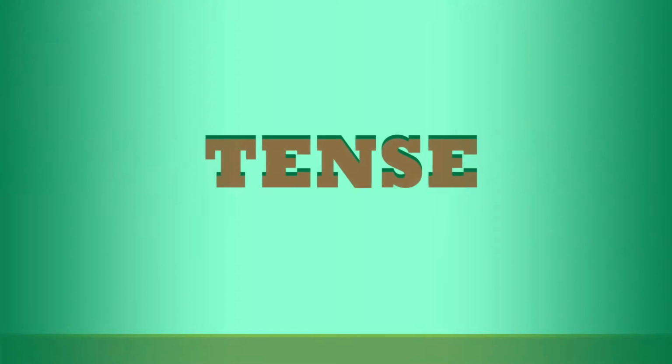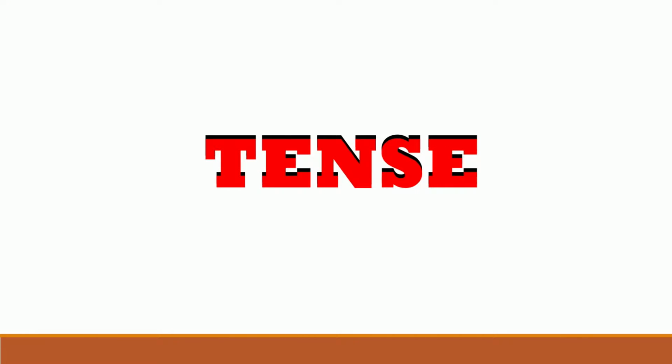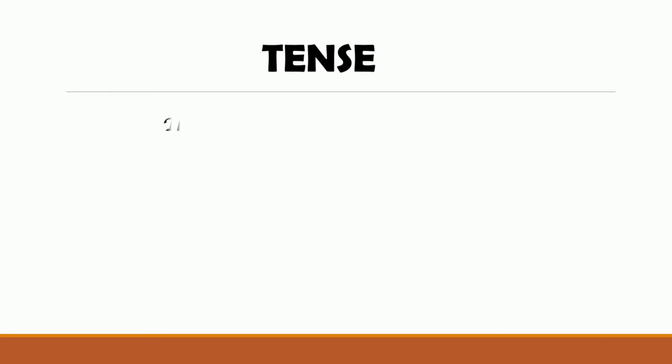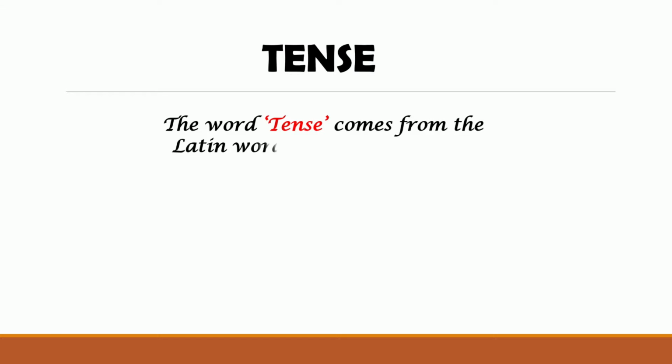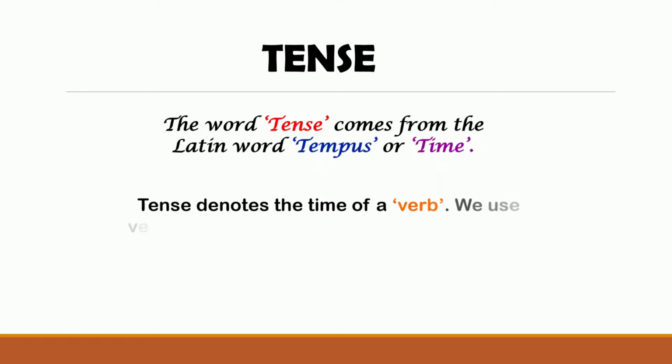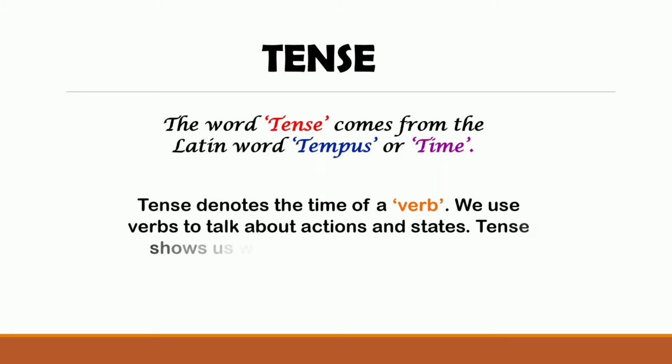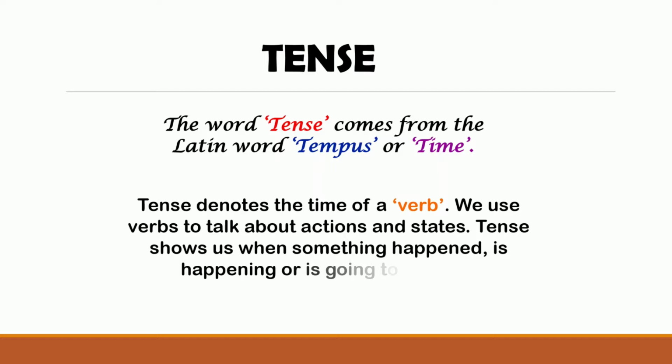Today we will talk about tense. Tense. The word tense comes from the Latin word tempus, or time. Tense denotes the time of a verb. We use verbs to talk about actions and states. Tense shows us when something happened, is happening, or is going to happen.